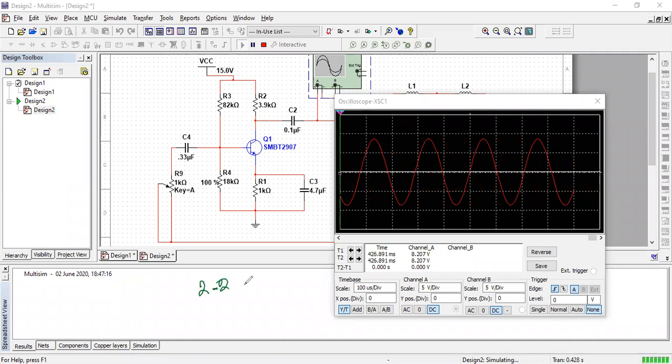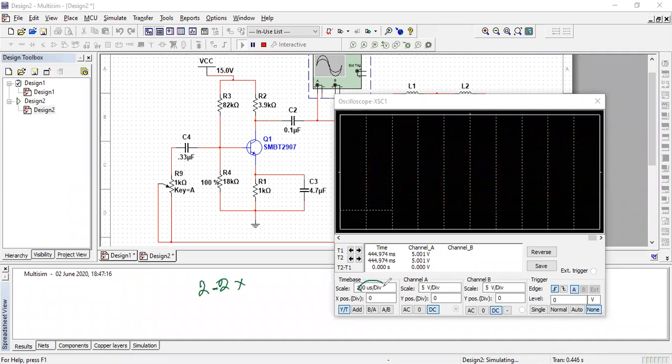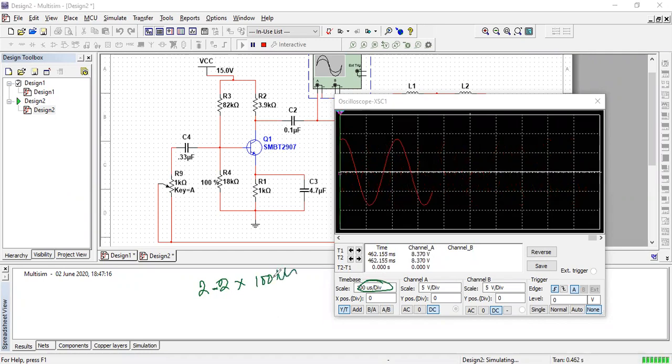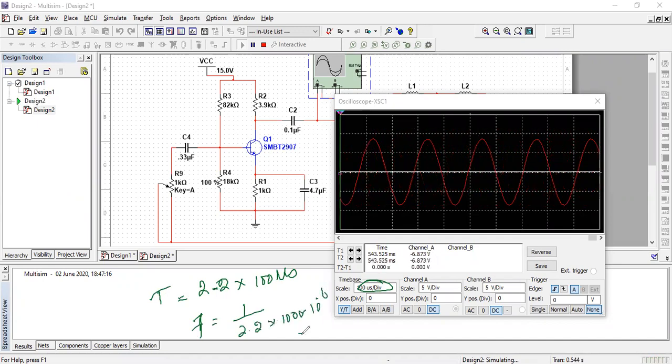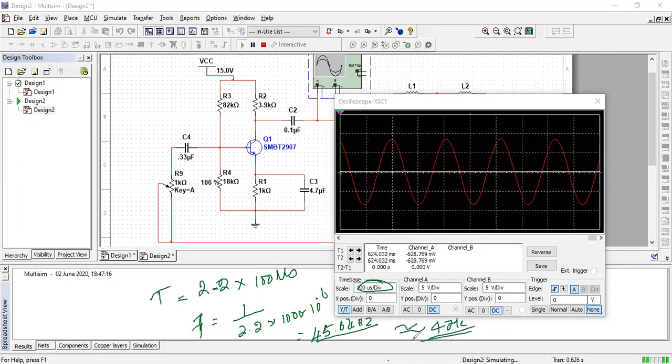2.2 into the scale, which is 100 microsecond. This is the time period. So we get f equal to 1 by 2.2 into 100 into 10 to the power of minus 6. We are getting around 45.5 or 45.6 or 45.7 kilohertz. Theoretically we have to get 47k. If you calculate exactly, we will get around that range of frequency. Okay, this is the way we need to simulate the oscillator circuit.